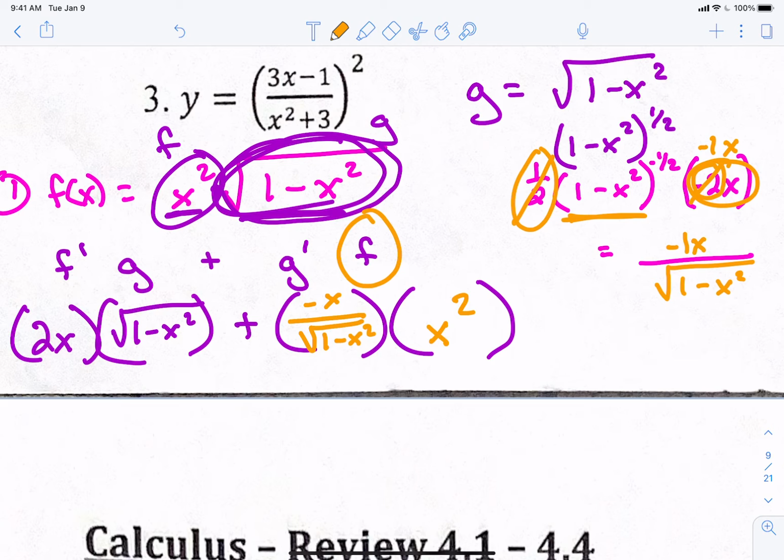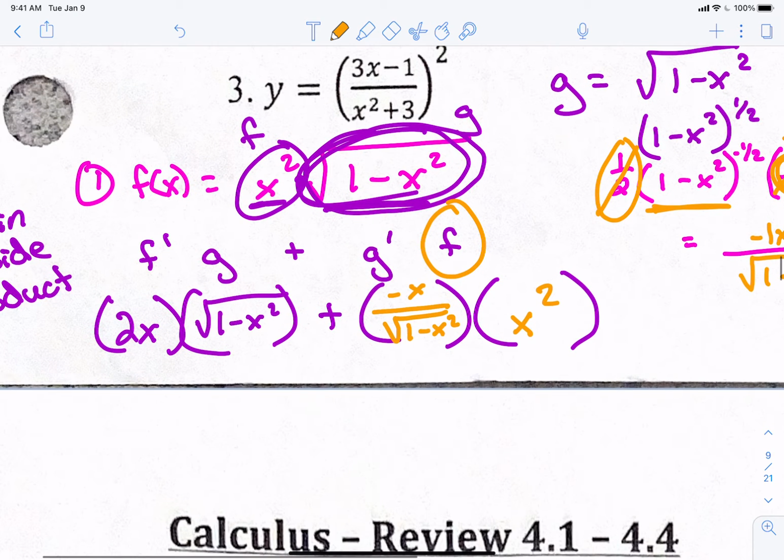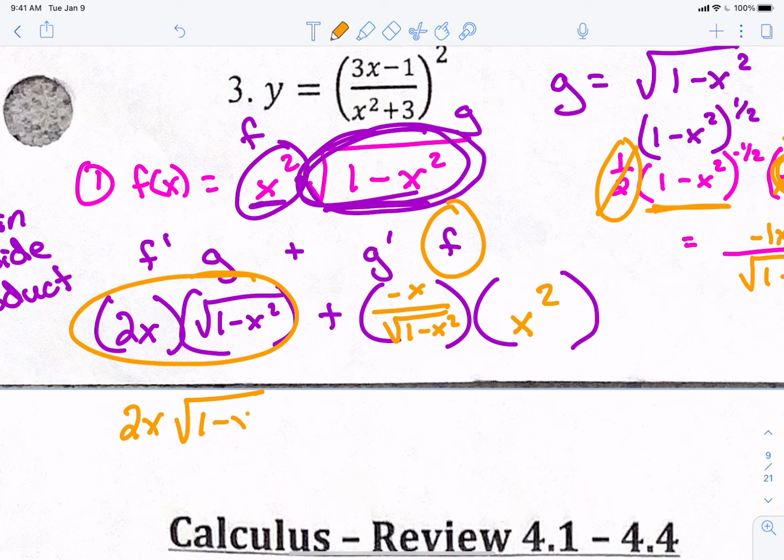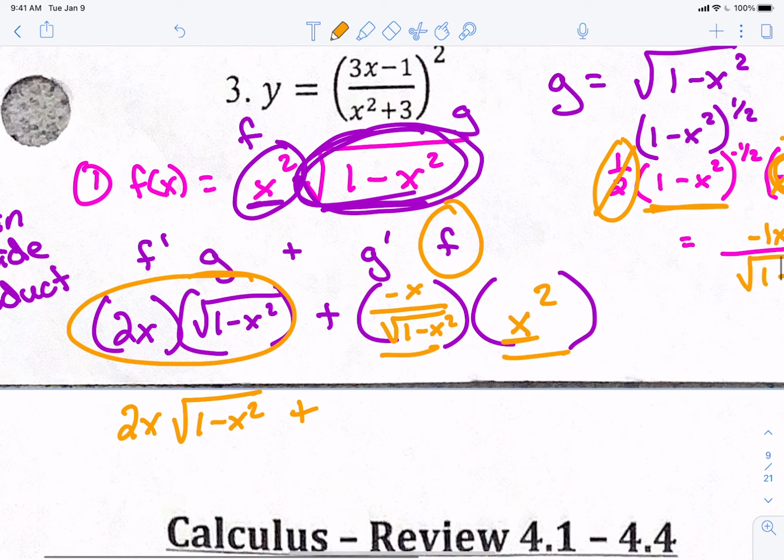This is a lot. Now, we're not going to do a whole lot to simplify. This first part, let's just do 2x and the square root of 1 minus x squared, and leave it like that. Plus, what can I do to these two pieces? Multiply the x squared, which is like x squared over 1. So, negative 2x squared, x to the 3rd power.